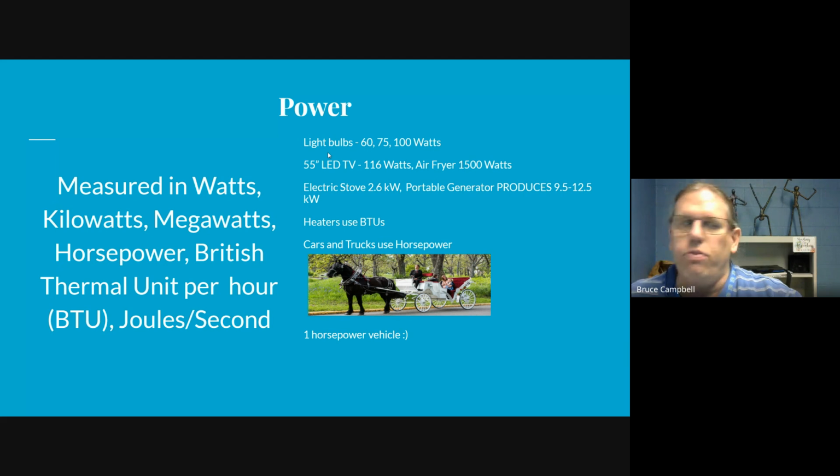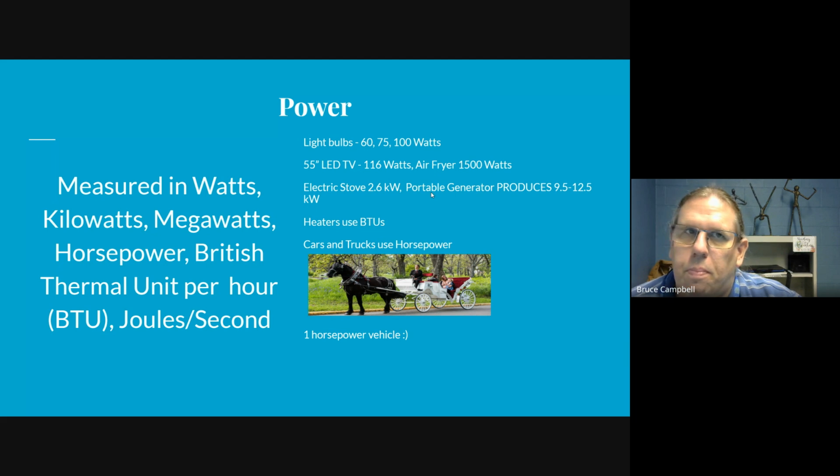An electric stove has 2.6 kW. This is the abbreviation for kilowatts right here, right? And you go out camping, you take a little generator out with you. A portable generator might produce anywhere from like 1,000 watts, 1 kilowatt, to the example that I snagged, which produces between 9.5 and 12.5 kilowatts, right?